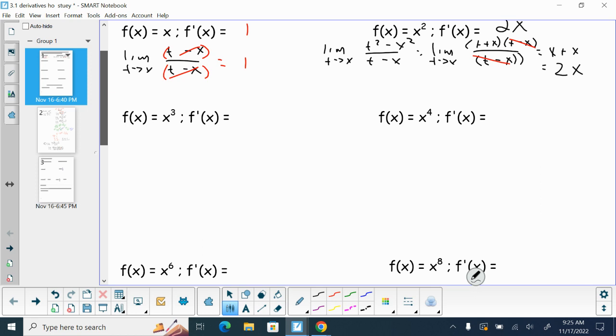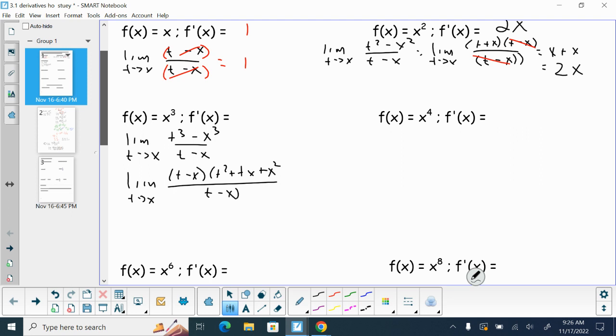Now we start getting into a little bit more challenging factors. Limit t is approaching x of t cubed minus x cubed over t minus x. Okay, now we have to remember our difference of perfect cubes factoring, which is t minus x, t squared plus tx plus x squared over t minus x.